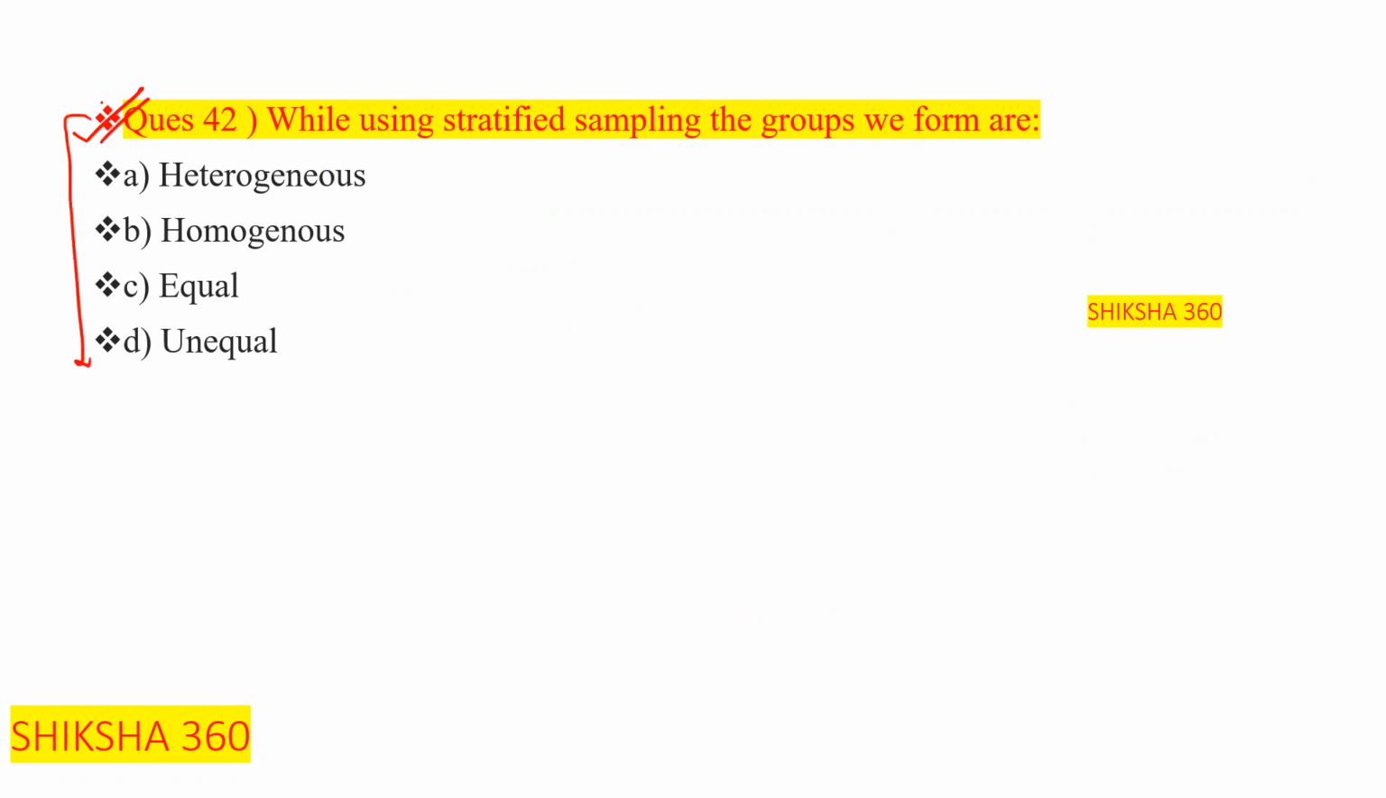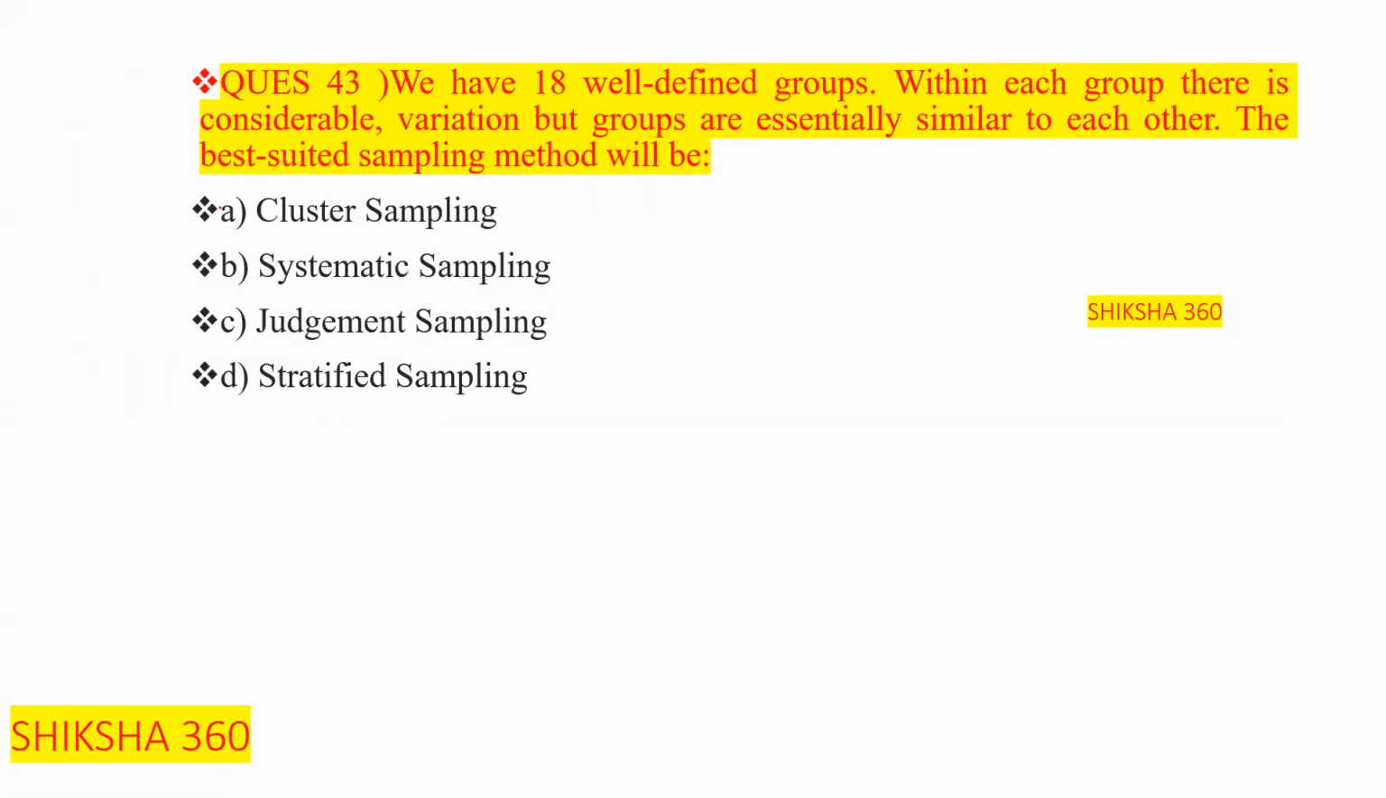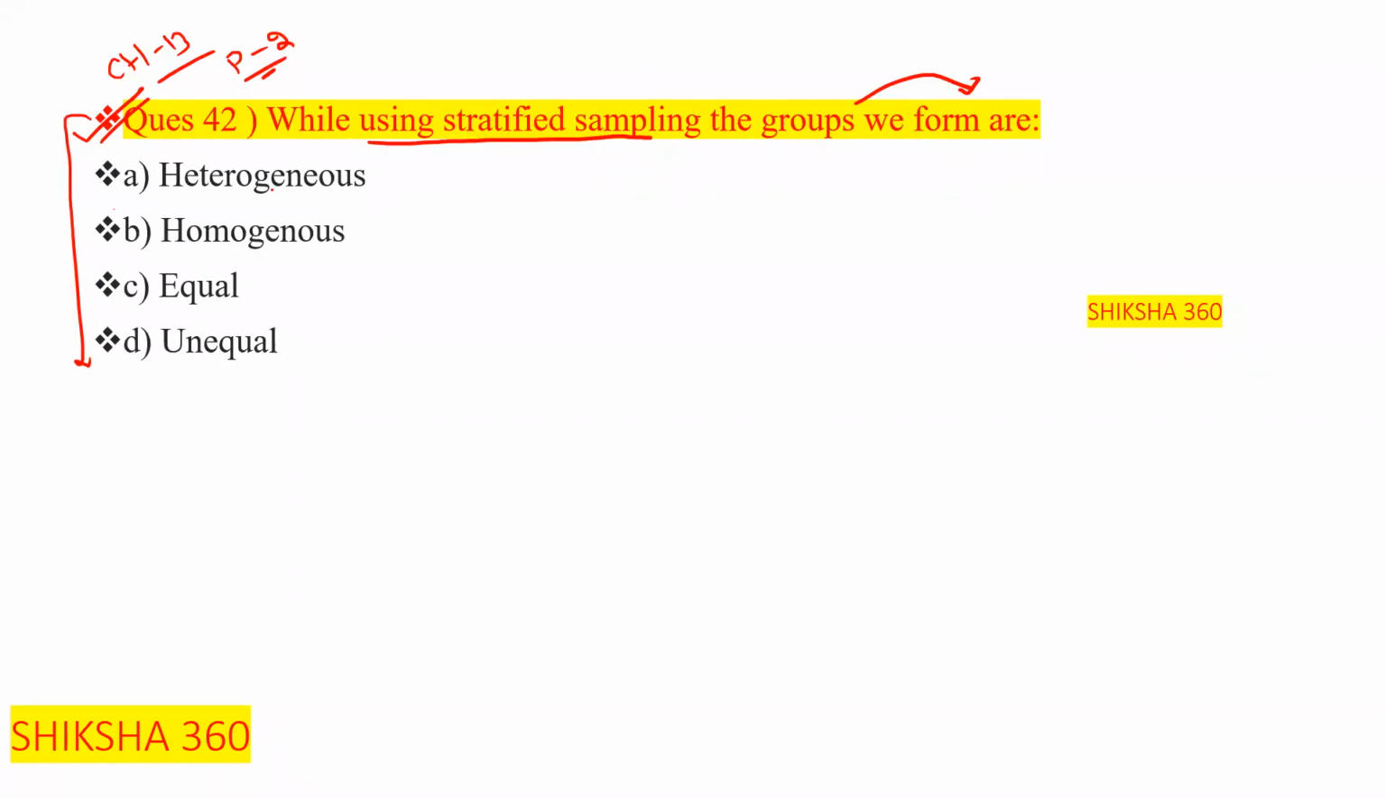This point we have already discussed in chapter 13 part 2 at least 4 to 5 times. While using stratified sampling, what type of groups do we form? Heterogeneous, homogeneous, equal or unequal? While using stratified sampling, the groups we form are homogeneous. So this one is our answer.